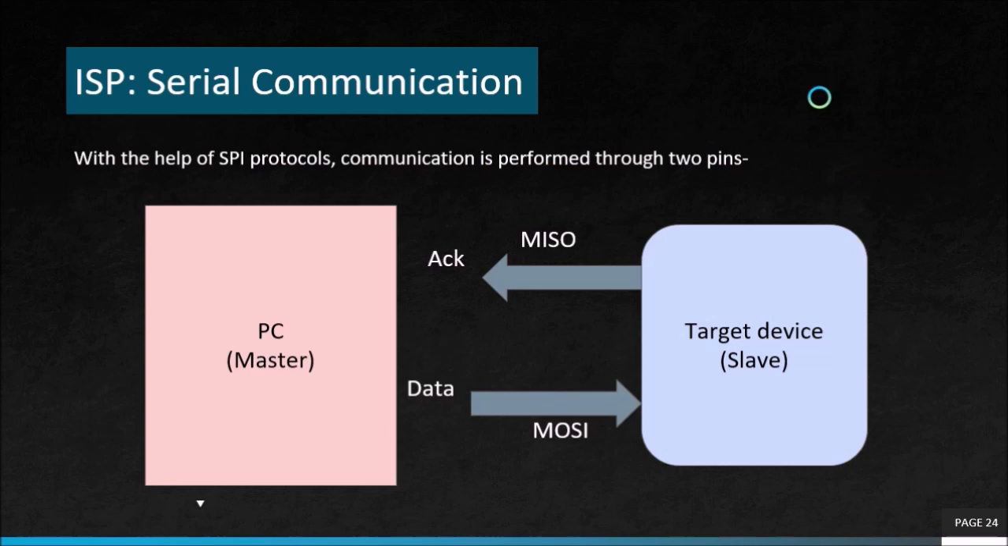With the SPI protocol, communication is performed through two pins, MISO, that is Master In Slave Out, and MOSI, Master Out Slave In. Consider the PC is the master and the device is the slave. The master sends code as output to the device through the master out slave in pin, and the acknowledgement is sent back through the master in slave out pin.